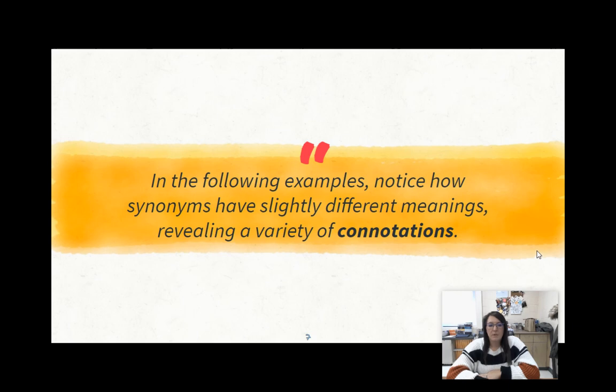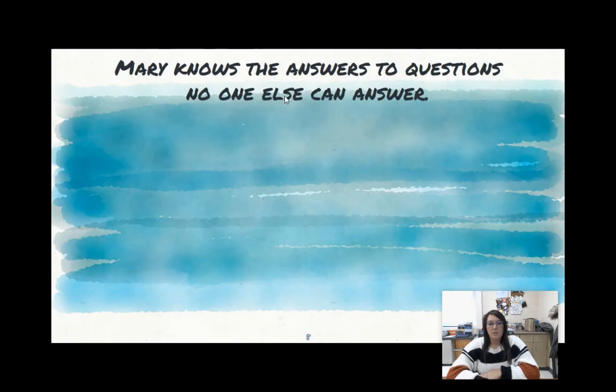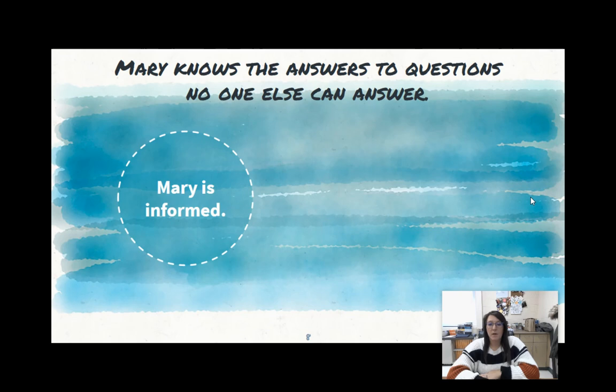In the following examples, notice how synonyms have slightly different meanings, revealing a variety of connotations. So our sentence here is, Mary knows the answer to questions no one else can answer. Let's describe Mary. Mary is informed. She knows the answers to questions no one else can answer.